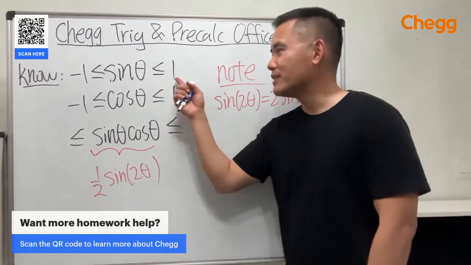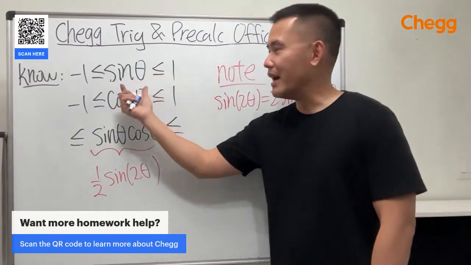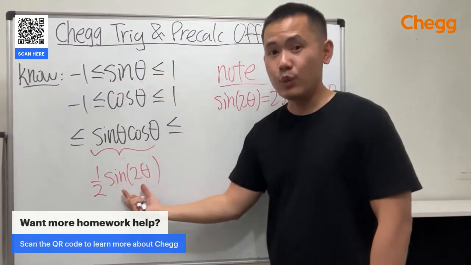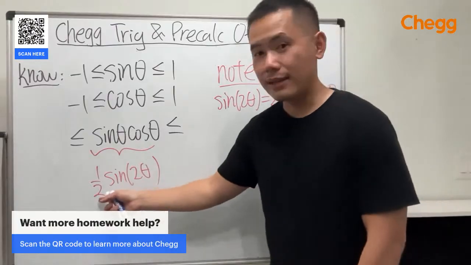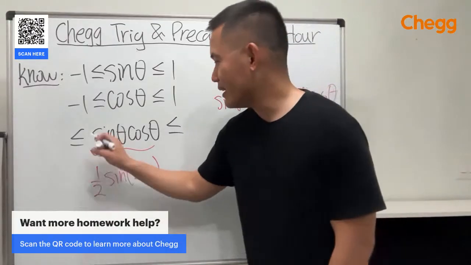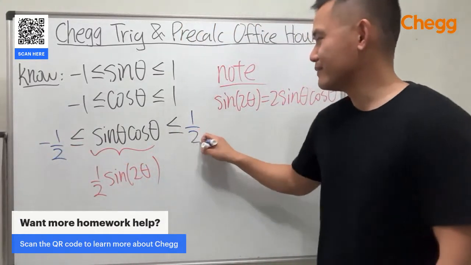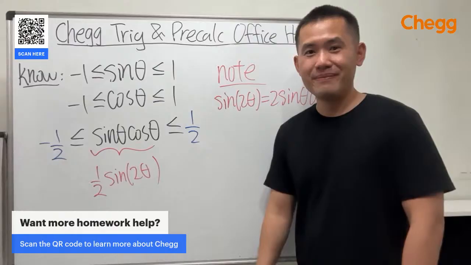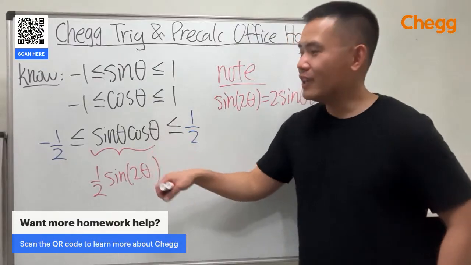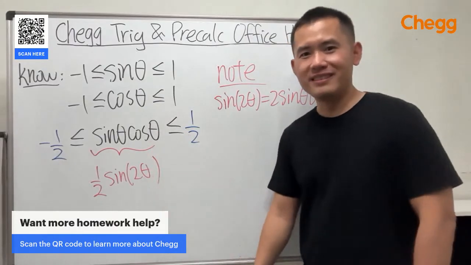Now, based on what we said earlier for number 1 right here, sine theta is always in between of -1 and 1. Now, just have to multiply by 1/2. So this thing right here will be in between of -1/2 and +1/2. Just like that. So when we multiply, say, oh, goodness, right?